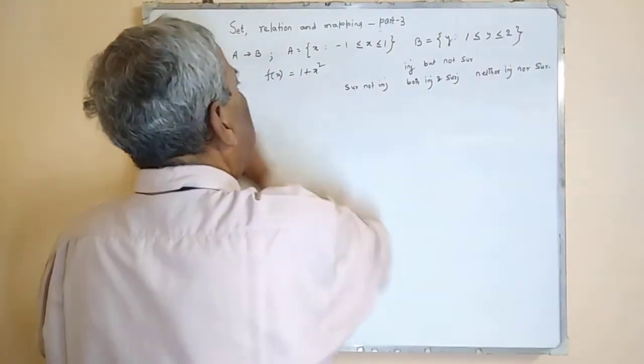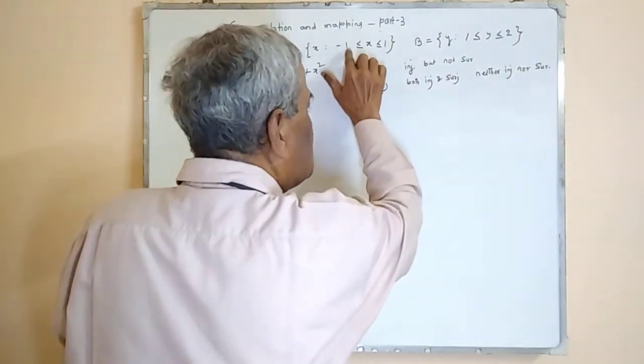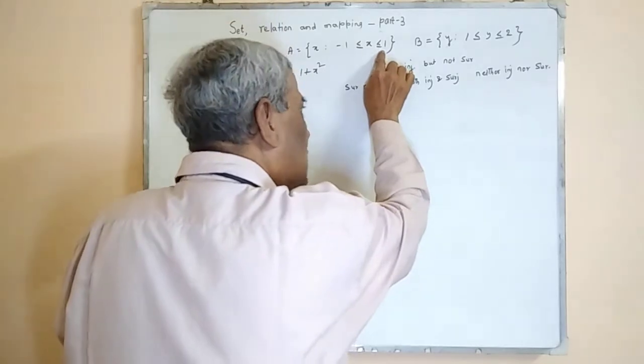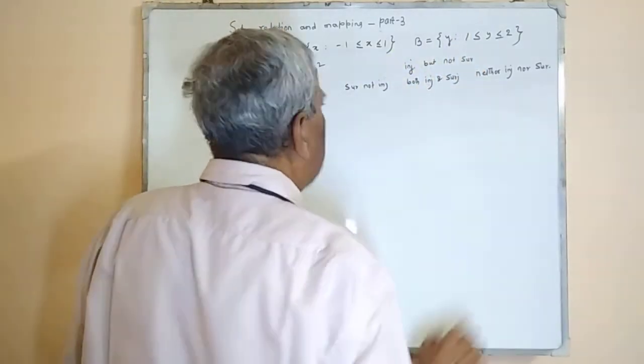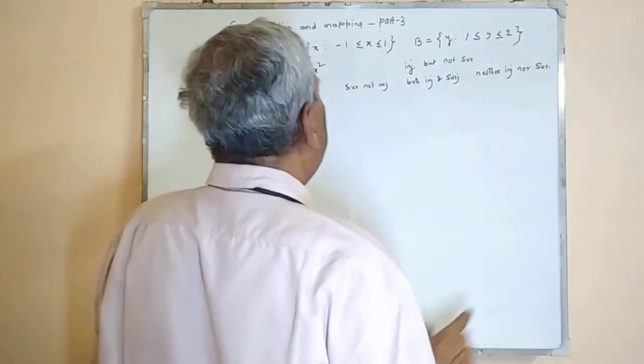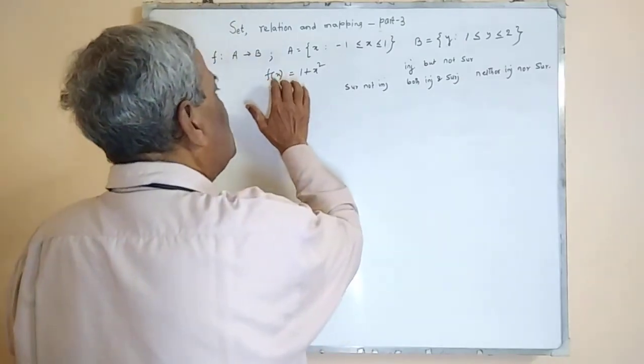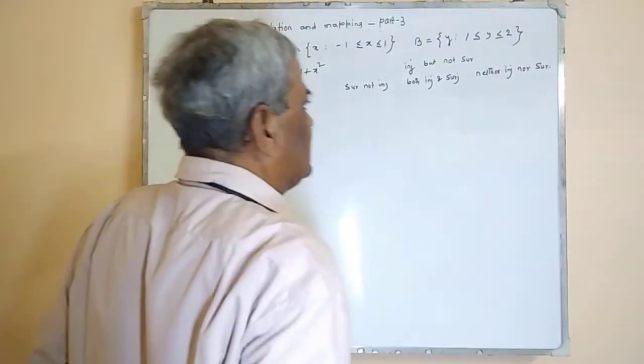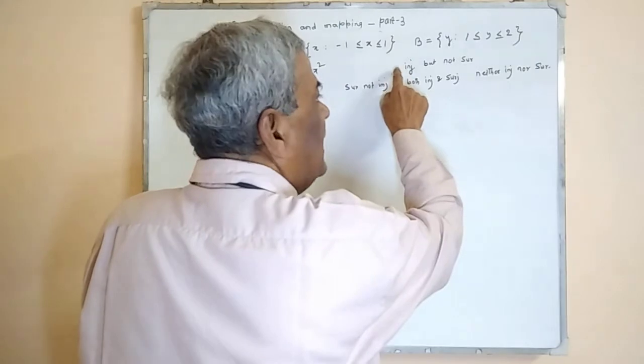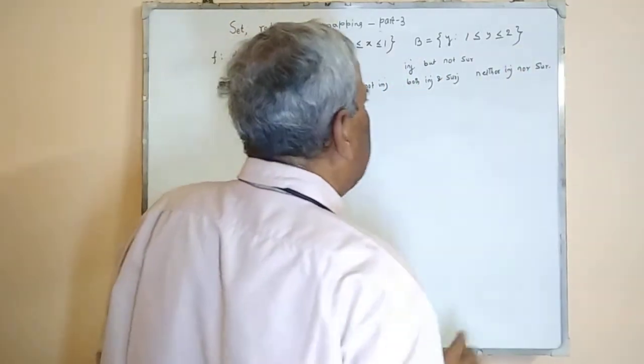Mapping is from A to B. A is the real numbers from minus 1 to plus 1, B is the real numbers from 1 to 2, and the mapping is f(x) = 1 + x². Then out of the four options, which one is true?